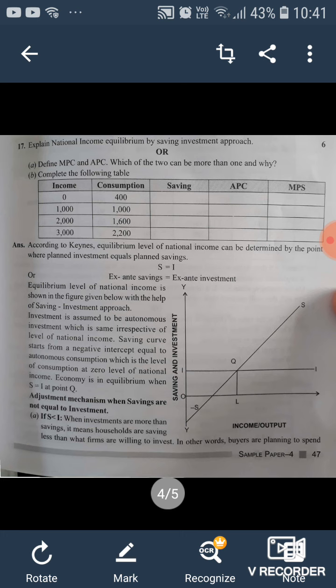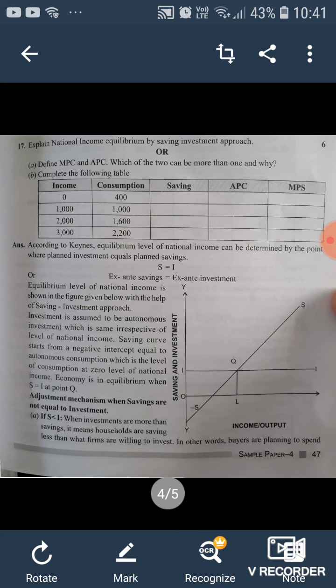So the equilibrium level of national income is given here. The saving investment approach is given here. Investment is autonomous, irrespective of the change in the level of income, and savings is dependent on the level of income. Sometimes it's negative, then it becomes zero, then with the increase in income it increases.